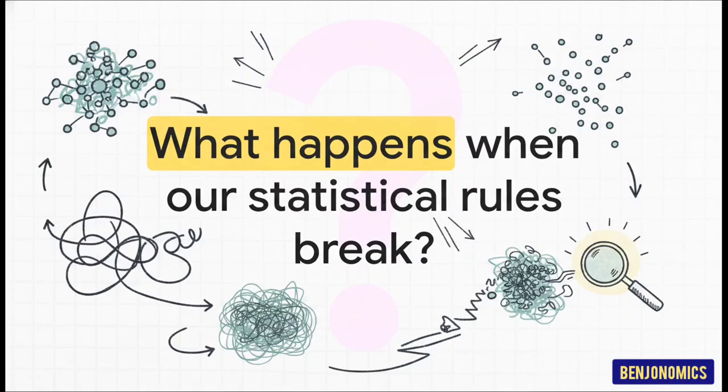Before we get into the weeds, I really want you to keep this question in the back of your mind. What happens when our statistical rules just break? Because, well, in practice, data is rarely pristine. It's clustered, it's constrained, and it almost never behaves the way early statisticians hoped it would. So how do we actually find the truth in all that mess? It turns out it requires some pretty fascinating workarounds.